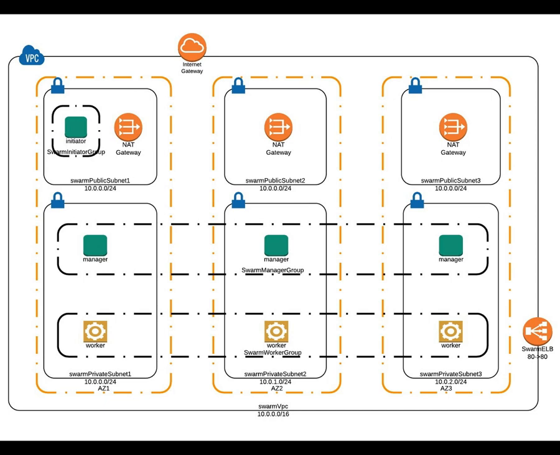There's another piece here which is an elastic load balancer. And this elastic load balancer is actually listening on port 80, and it will distribute any requests on port 80 to our worker nodes. So this is sort of like a service endpoint. You'll see how we can use that to distribute requests to containers that are running within our Swarm cluster.